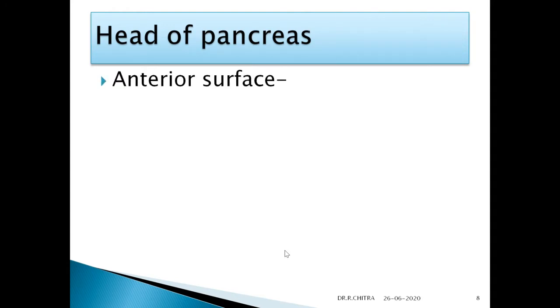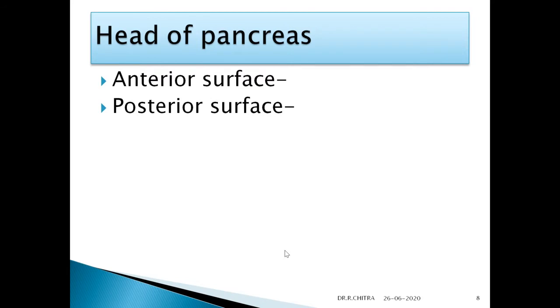Anterior surface. So this head presents the anterior surface. What is the relation of the anterior surface? If you remember the relation of the second part of the duodenum, it will be continuous with the anterior surface of the head of the pancreas. So what is that? It is related with the transverse colon.